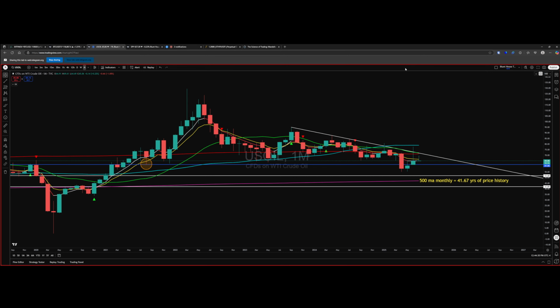But let's put some context around the amount of time that we're talking about. This is a monthly chart of US oil. What you see on the chart in that pink line is a 500-day simple moving average on a monthly chart, and that represents 41 years. 41 years of price history is wrapped up into that. And it's relevant.